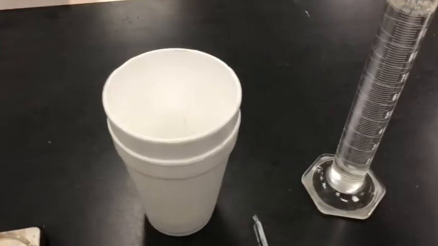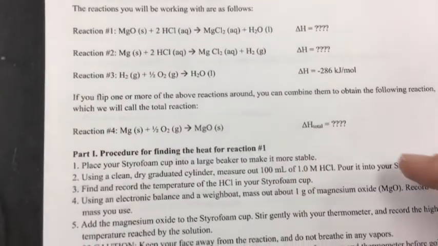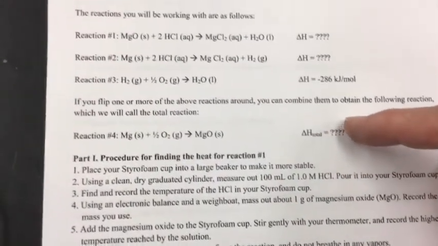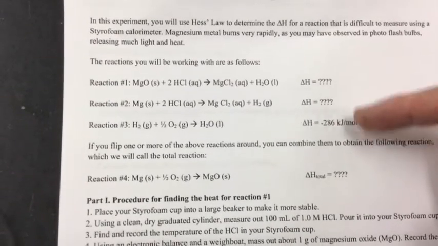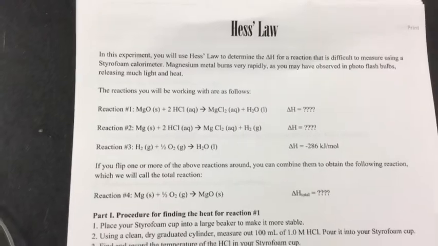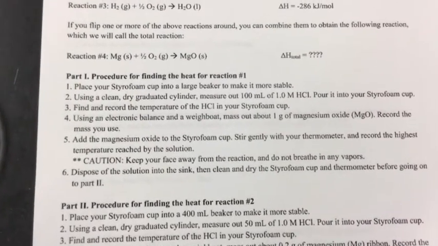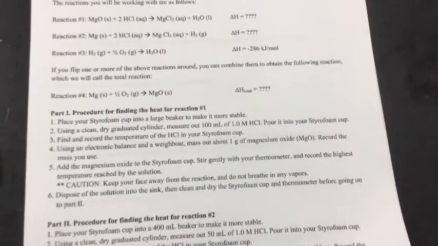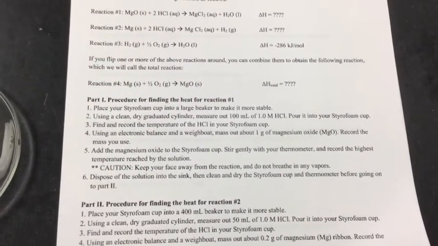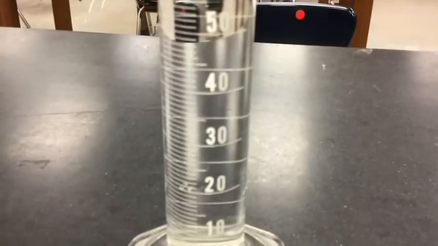What we are going to attempt to do is figure out what the heat of reaction is for this reaction by being given that reaction and then calculating what these two guys here are. So what we're first going to do is step one, which is to take 100 milliliters of 1 molar hydrochloric acid and add in about a gram of magnesium oxide to it. So I have all of that material set up right here.